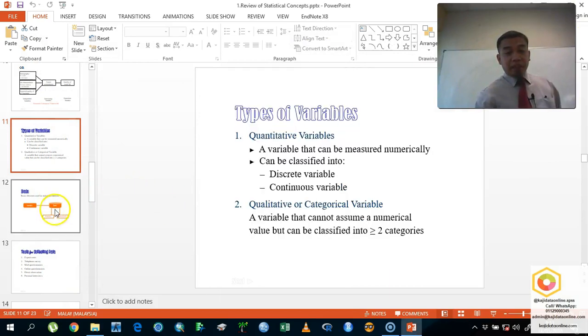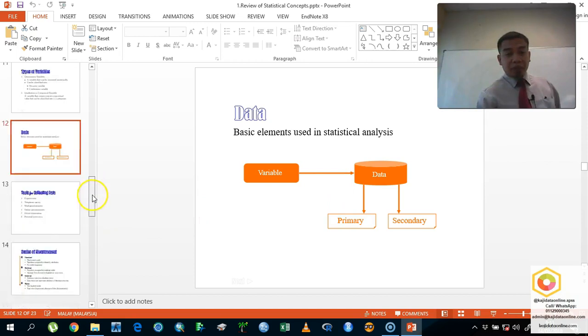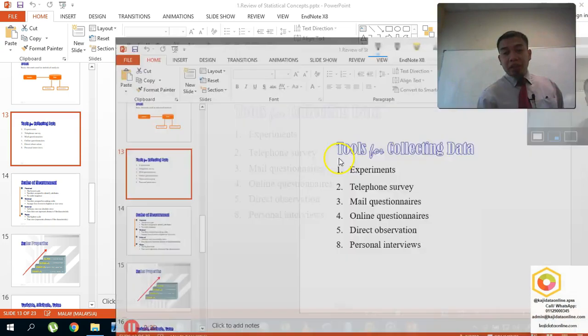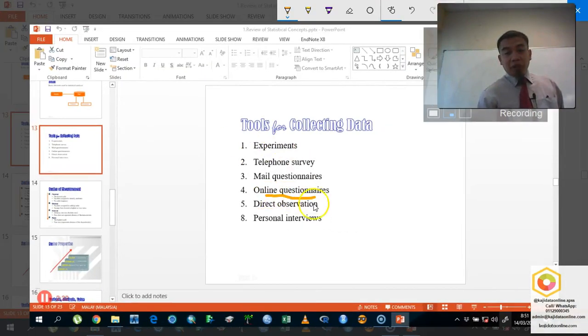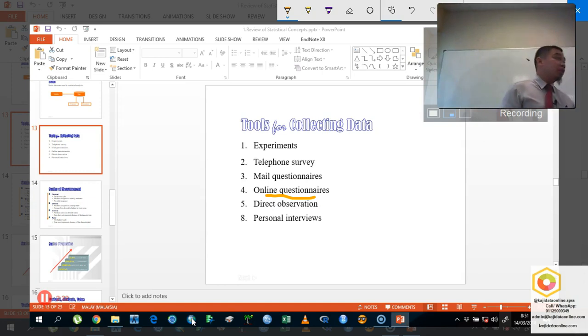Okay, the next one is the data itself. As you understand, I already explained that data consists of primary and secondary. This is the tool for data collection. Usually I use an online questionnaire. Even when I investigate cases related to airborne contaminants inside this college, I use the online questionnaire to speed up and save my time. So actually the research can be done faster. The service can also be done faster, provided that you utilize the technology very well.